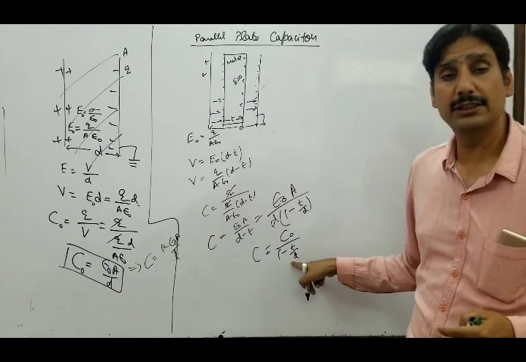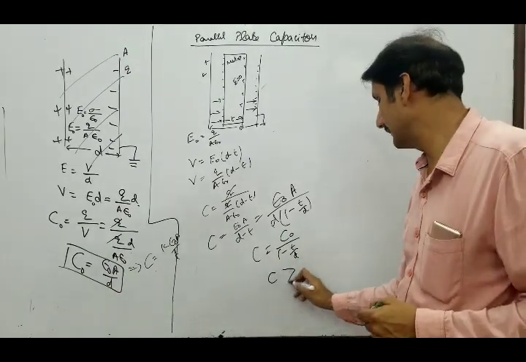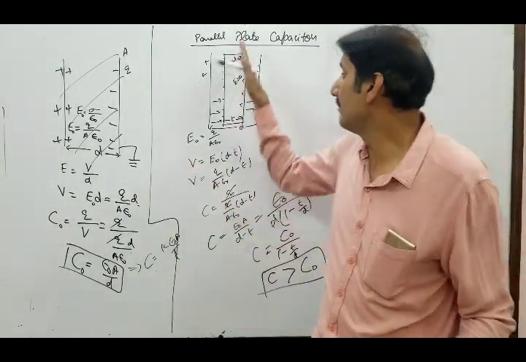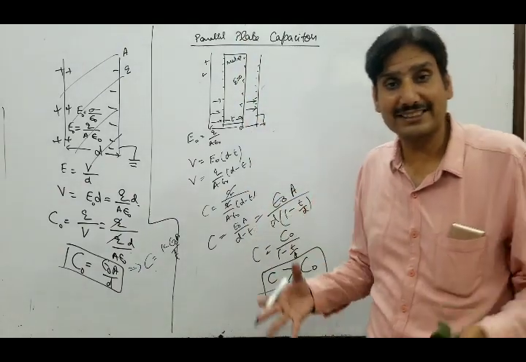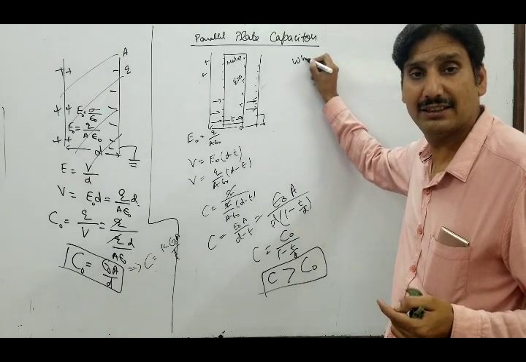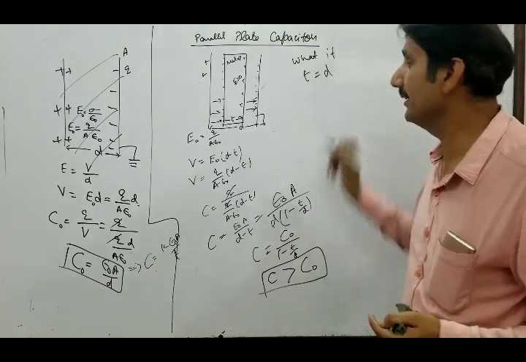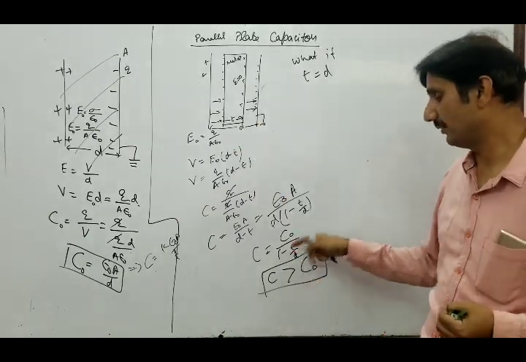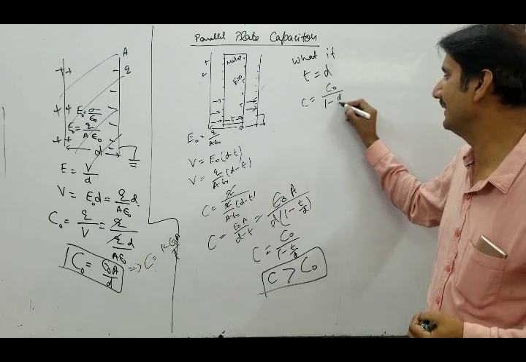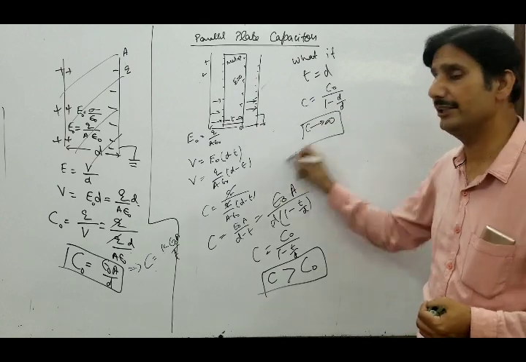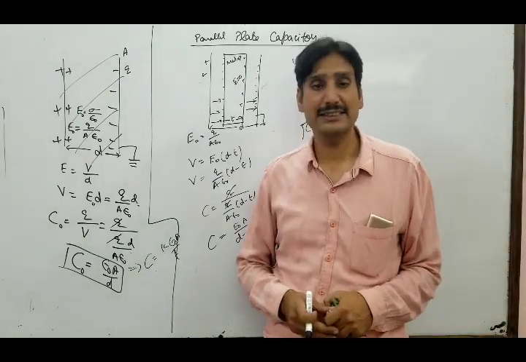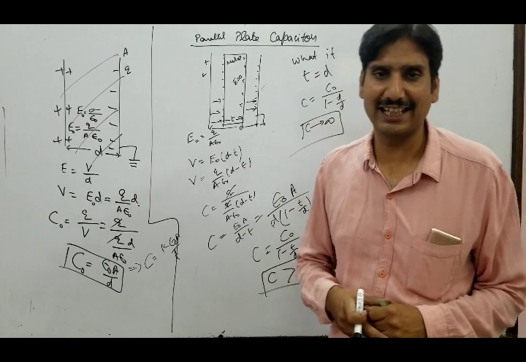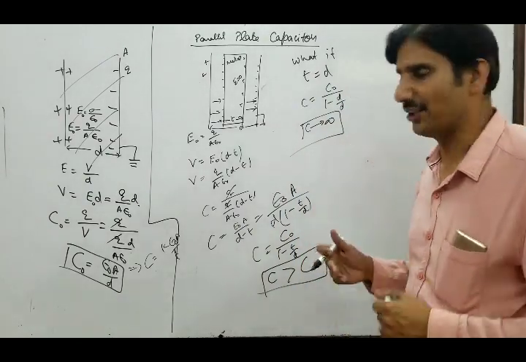Clearly, the denominator is less than 1. That means C is greater than C naught. The capacity can be enhanced by sliding in a metallic slab. There is a very interesting special case for it. What if T equals D? When T is equal to D, let's put it over here, C is equal to C naught over 1 minus D by D. Oh my god, C approaches infinity. Can we have a capacitor with infinite capacitance? Yes, we can, but it will no longer remain a capacitor. Think of a bucket.